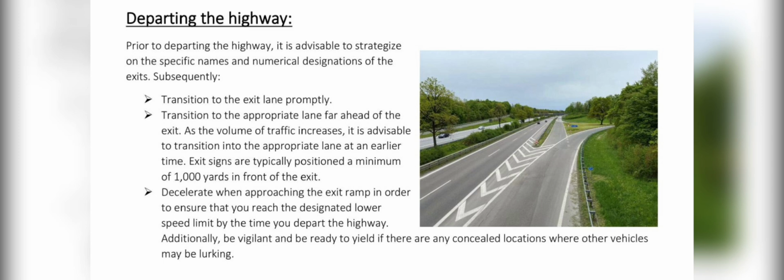Exit signs are typically positioned a minimum of 1,000 yards in front of the exit. Decelerate when approaching the exit ramp in order to ensure that you reach the designated lower speed limit by the time you depart the highway. Additionally, be vigilant and be ready to yield if there are any concealed locations where other vehicles may be lurking.